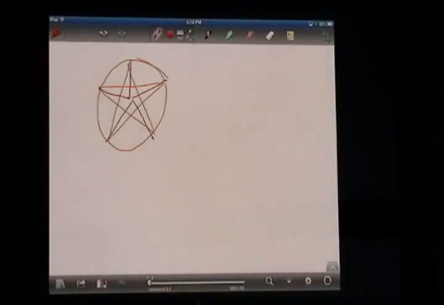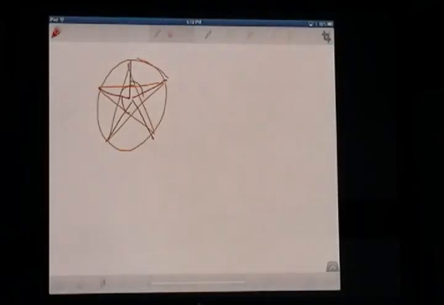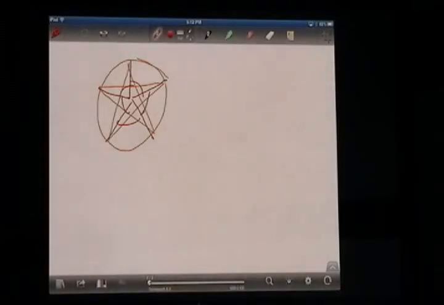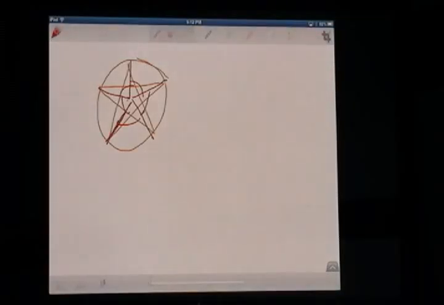Okay, and how many central angles do we have? 1, 2, 3, 4, 5. We have 5 central angles. And 5 inscribed angles actually as well. I'm just going to make them a little bit darker so it's easy for you to see.